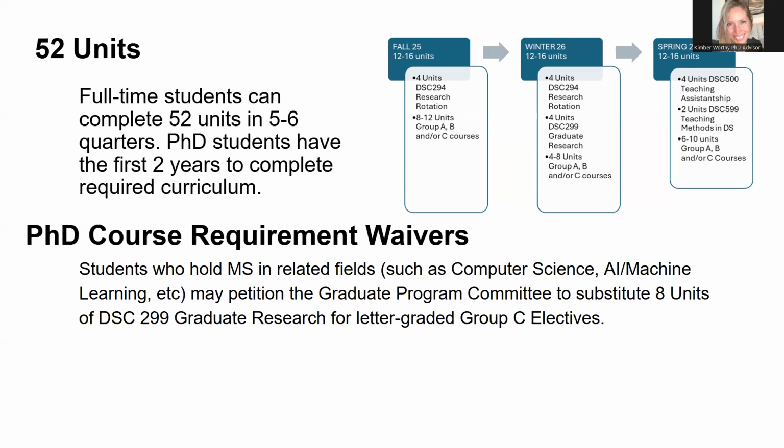And as hopefully you all know, we have a PhD course requirement waivers. So if you believe you've taken some of these courses that we offer in the program and you want to petition out of it, you're more than welcome to submit those petitions. And again, as I mentioned earlier, if you have a master's degree that is similar to the data science, we can utilize the 8 units of DSC 299 graduate research for letter grade for your group electives, your Group C elective courses.